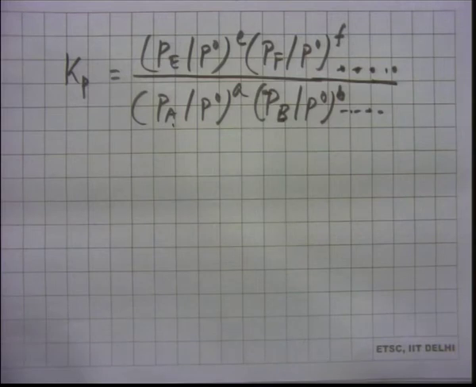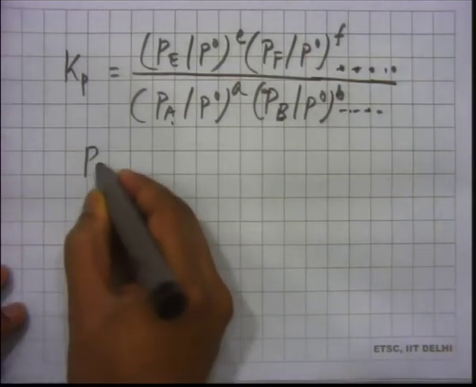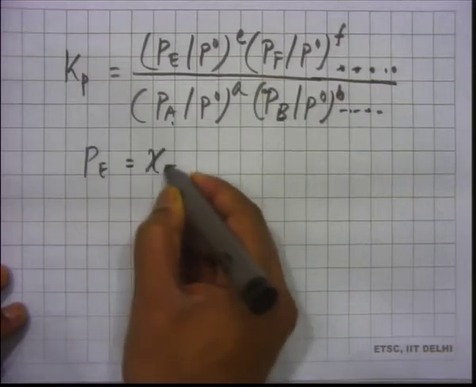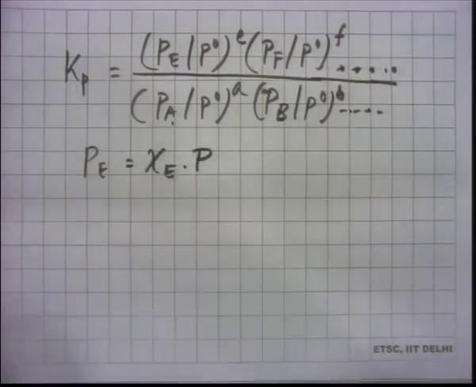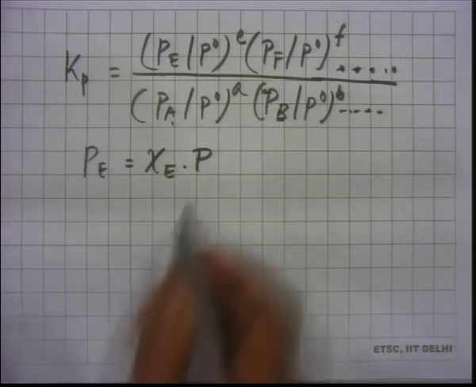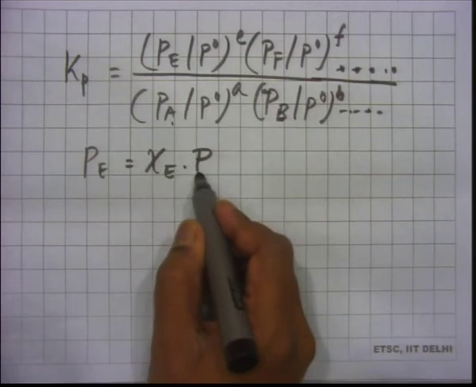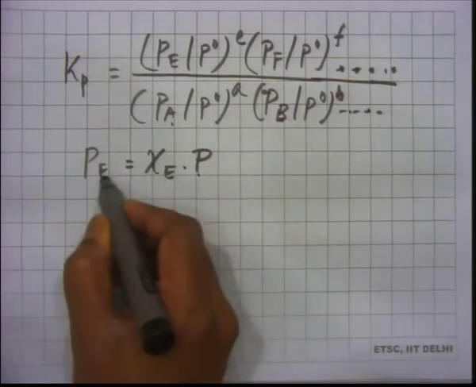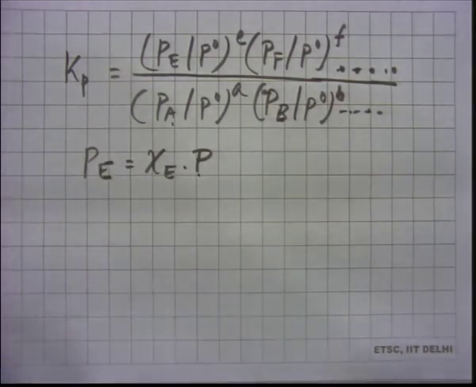Now, what is partial pressure? Let us say the partial pressure of E, that will be the mole fraction of E multiplied by the total pressure. We are talking about mixtures, we are doing combustion, we cannot get away with just one species. So, there are various species, so you are talking about a mixture, and each will have its own mole fraction. So, mole fraction multiplied by the total pressure that we are talking about will give you the partial pressure of the species.